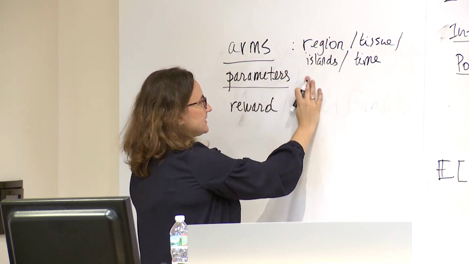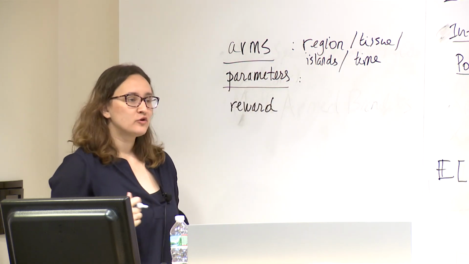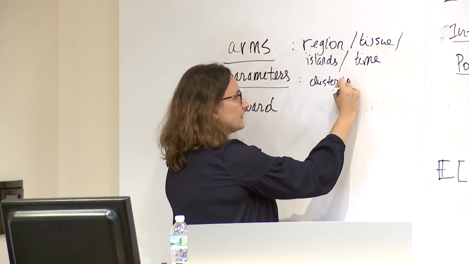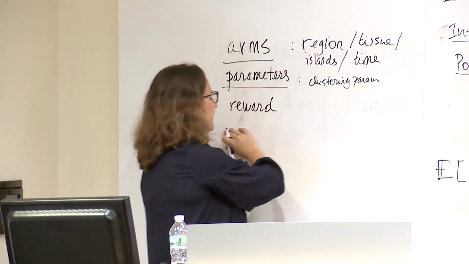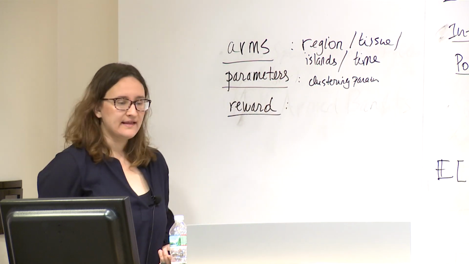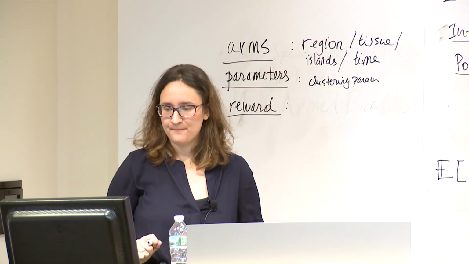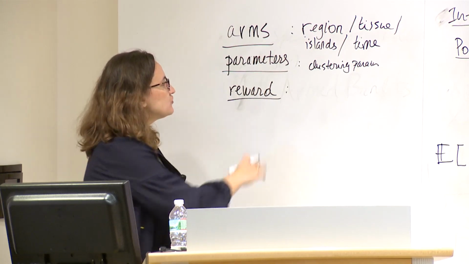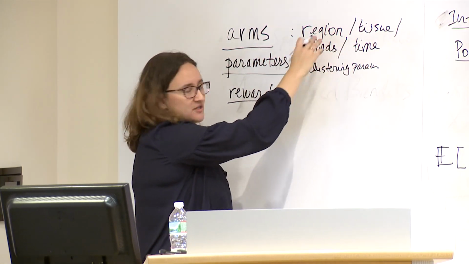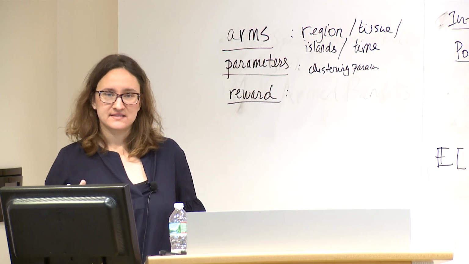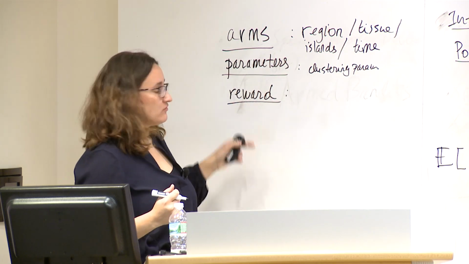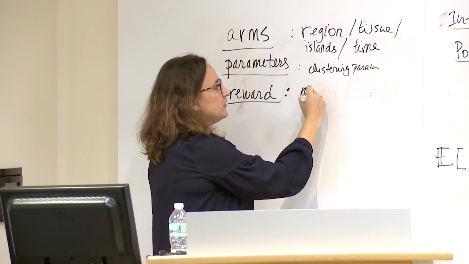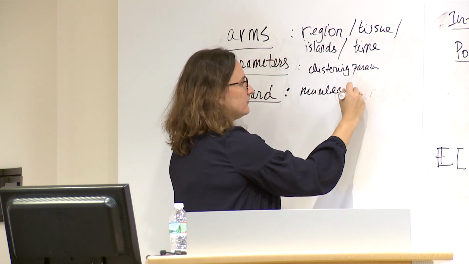The parameters in this particular case are the parameters of the algorithm you use. For example, any sort of clustering parameters that you want to update in an online way. And the reward, this is actually a very tough one. The reward, and this is one of the main challenges, is that you really want to be able to use this developmental time and tissue regions in order to maximize the budget across the samples. So the reward is actually going to be the number of new cell types, for example.